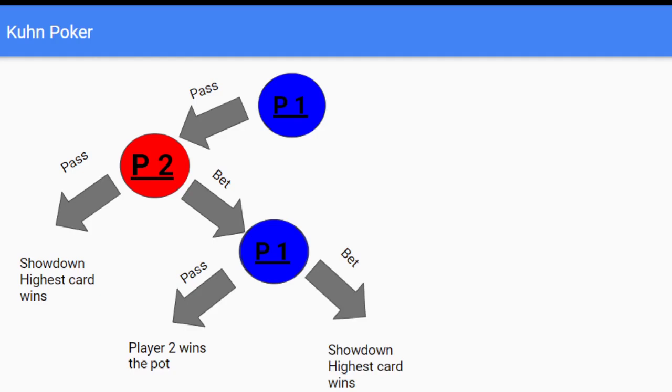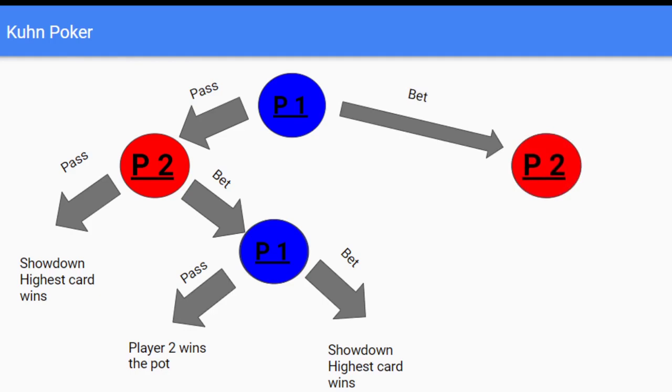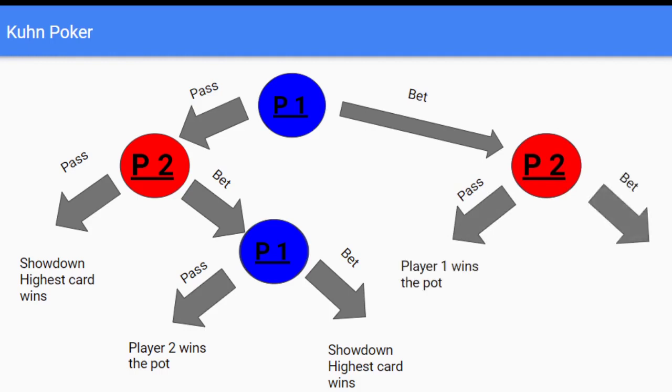Okay, so now let's go back to the top of our tree, back to player 1. Now instead of passing, what's going to happen if we bet? It goes over to player 2. Player 2, pass or bet. If they pass, that's like a fold. Player 1 wins the pot. And if they bet, that's the end of the game as well. No re-raising. Highest card wins.